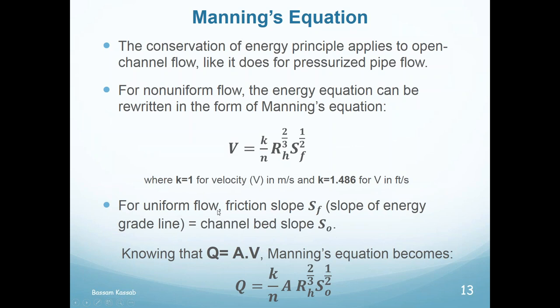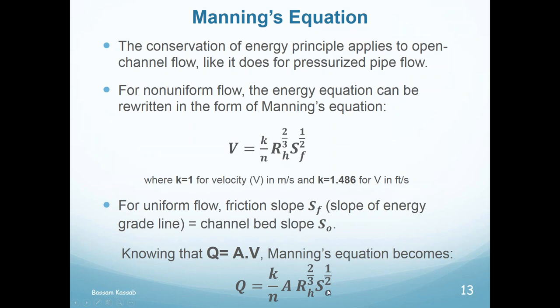The friction slope, basically, it's the slope of the energy grade line, which we're going to talk about in a few slides. But for now, I'm going to say when you have uniform flow, things are not changing over space from point A to point B, then that friction slope, Sf, is parallel to the bed slope, so they are equal. So instead of Sf, you can use here S0, which is the bed slope.